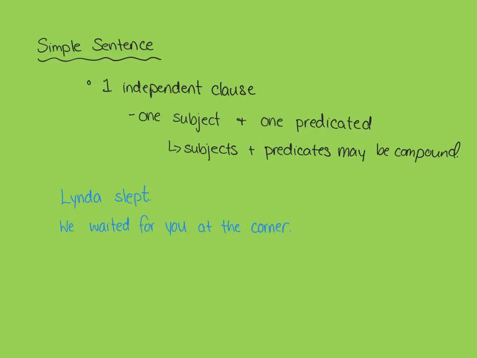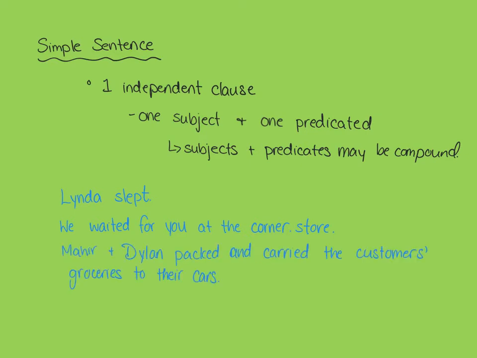Our second example is a little bit longer. We waited for you at the corner store. It still has one subject, we. We are the ones that waited, and one predicate, waited for you at the corner store. That simple predicate would be waited. That full predicate would be waited for you at the corner store. One independent clause.